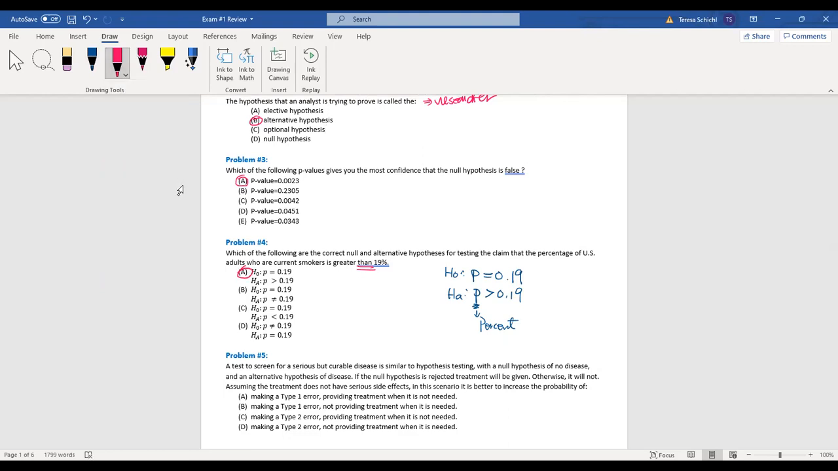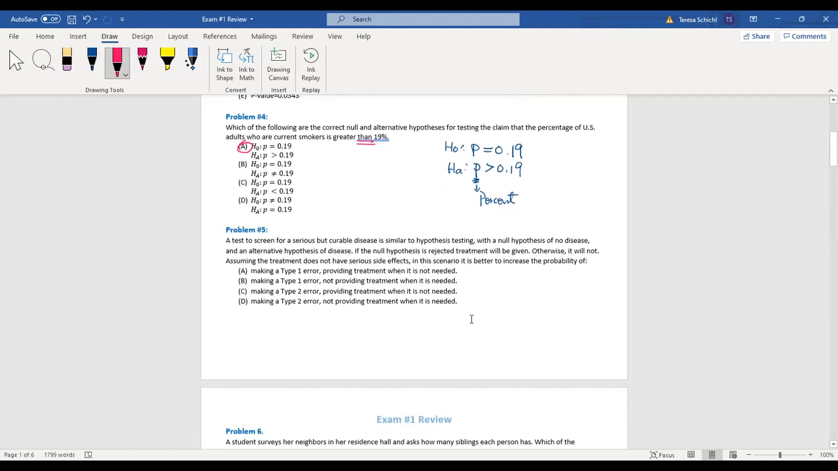Okay, now let's see here. Number 5. A test to screen for a serious but curable disease is similar to hypothesis testing, with the null hypothesis of no disease and the alternative hypothesis of disease. If the null hypothesis is rejected, treatment will be given. Otherwise, it will not. Assume that the treatment does not have a serious side effect. In this scenario, it is better to increase the probability of which error?